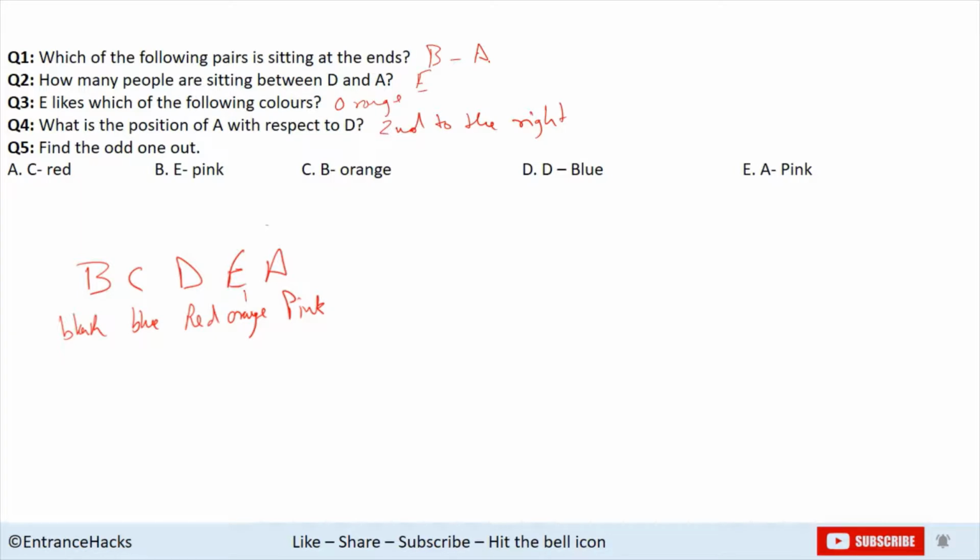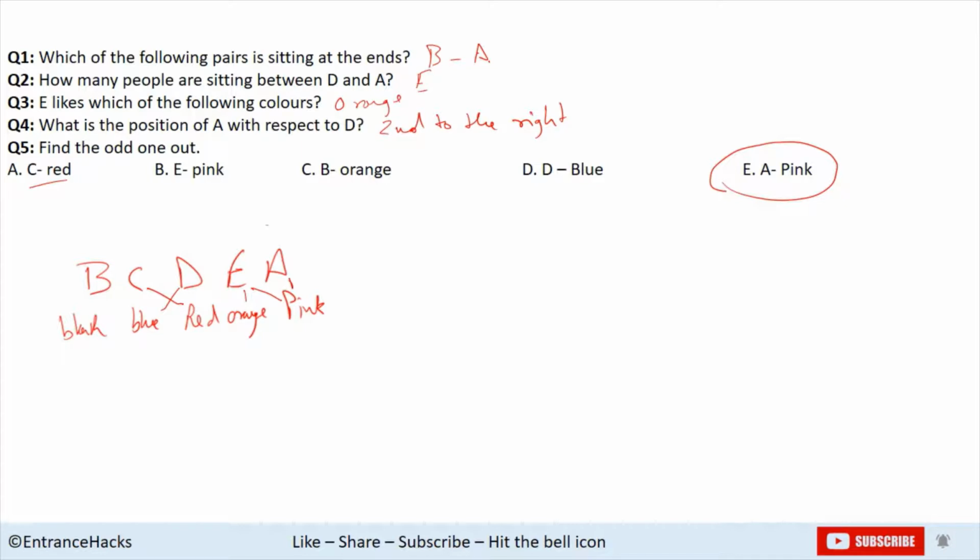Find the odd one out. C red, E pink. C red is this, E pink is this, B orange is something else, then D blue, A pink. So A pink is something which tells the correct color for the person. So this is our odd one out.